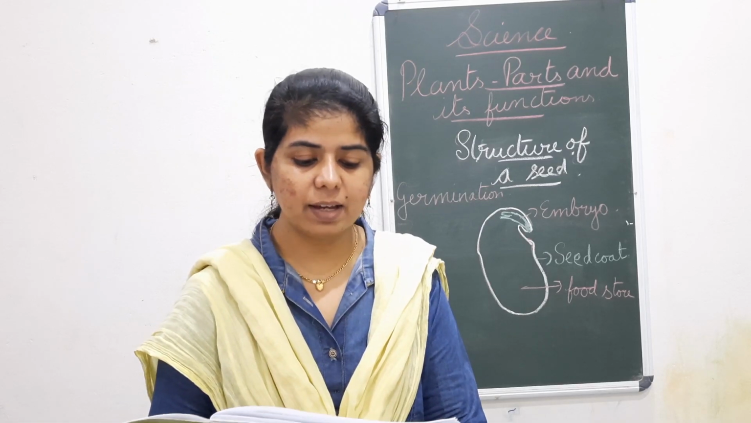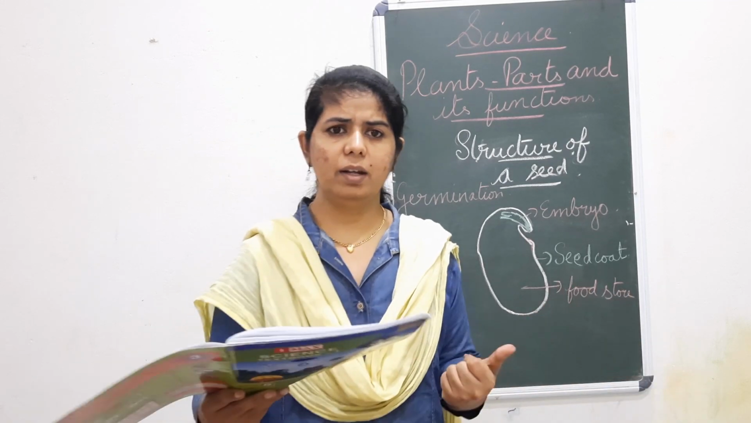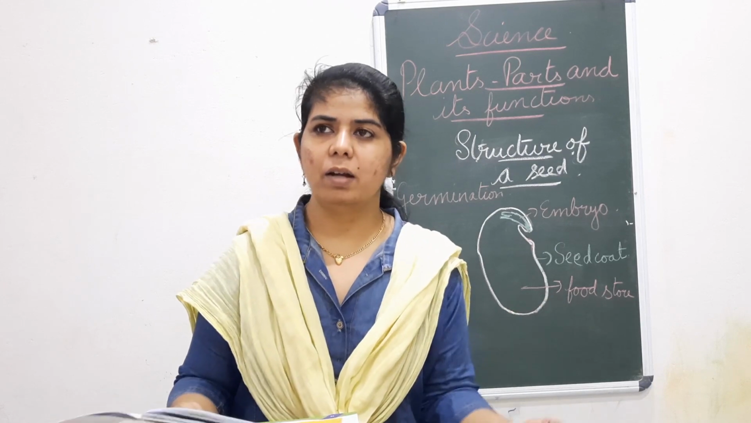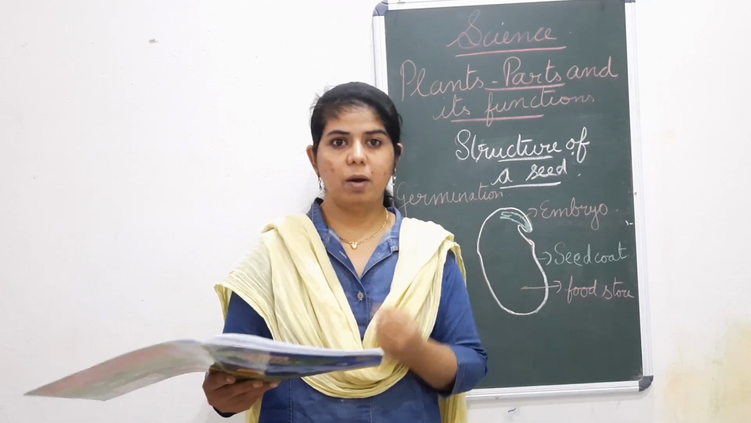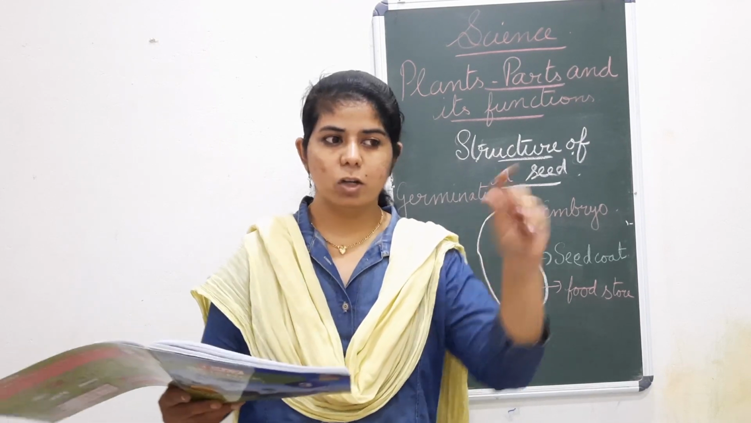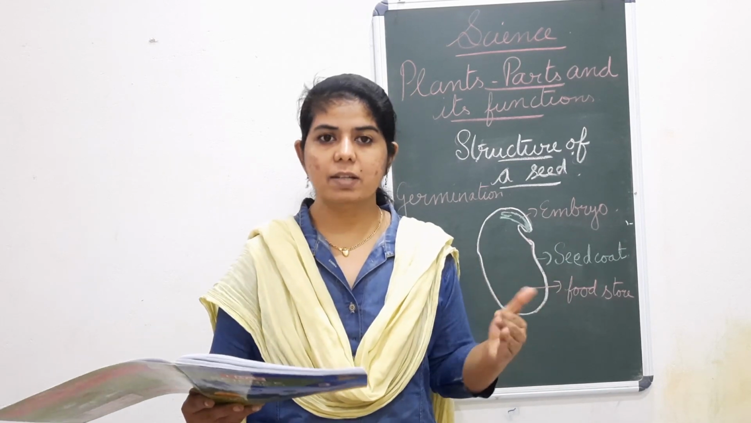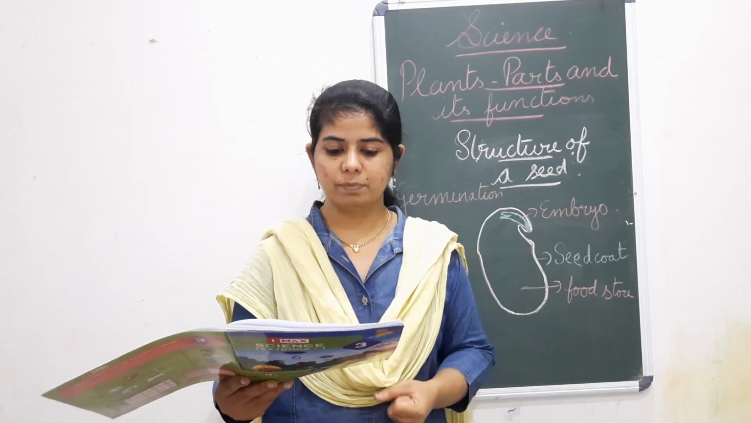Out of this, any 4 points you have to learn. First one, water them regularly. Then place the plants where they will get the correct amount of sunlight. Then a proper amount of manure should be given. Soil should be turned up with a trowel so that the roots get enough air.